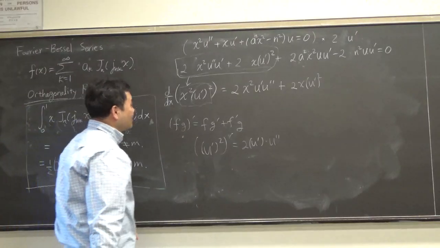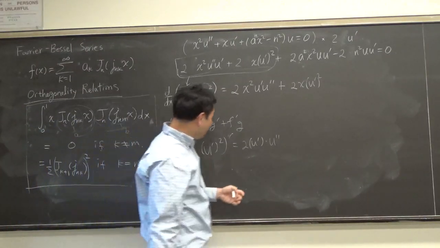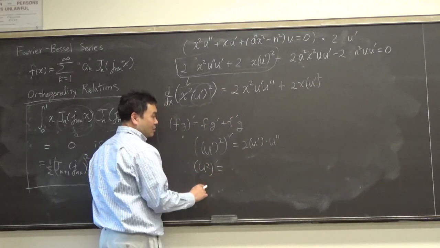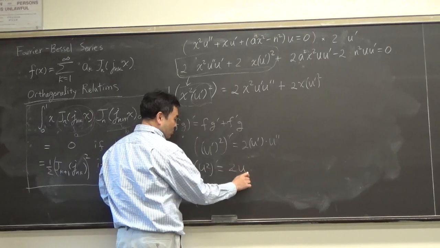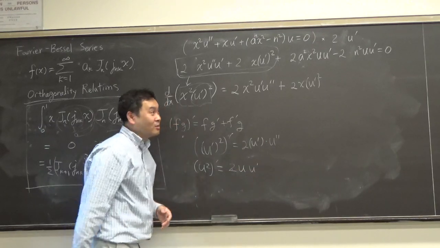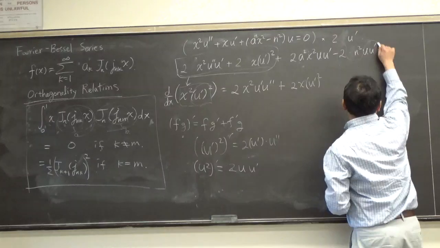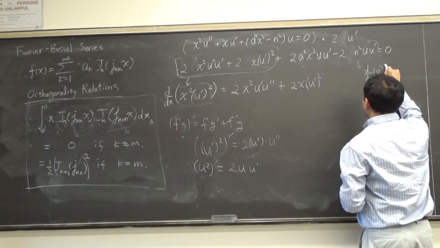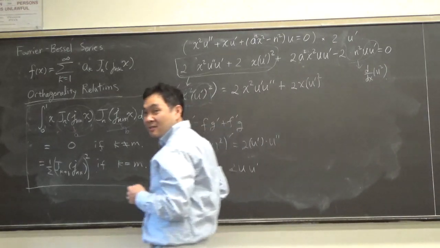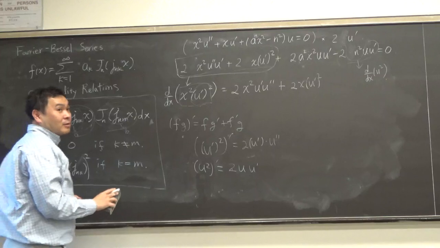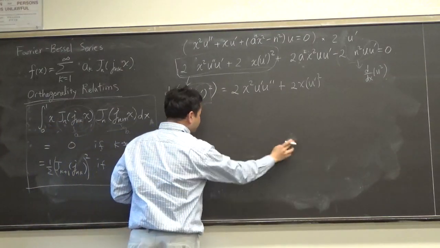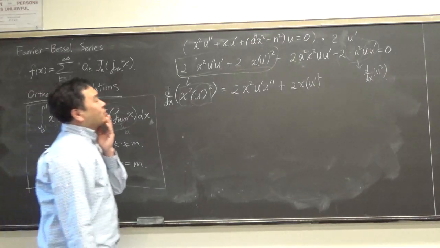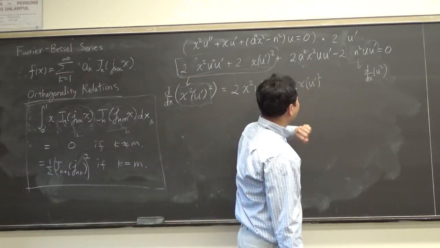And by the way, this one also, u squared prime would be 2u u prime, right? So 2u prime, this much is really d dx of u squared. Okay? All right. But that leaves us with this one, which we don't like.